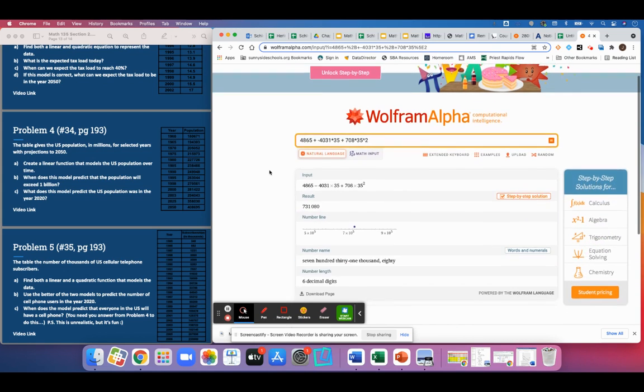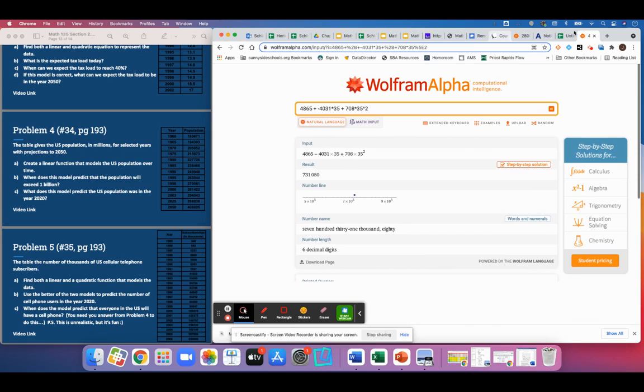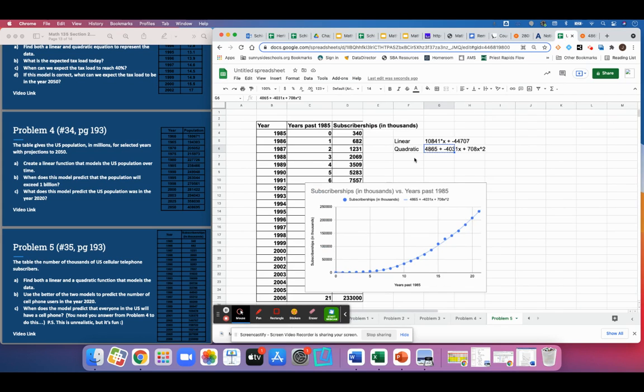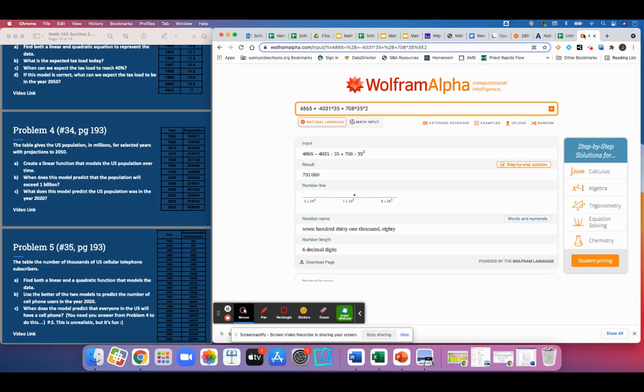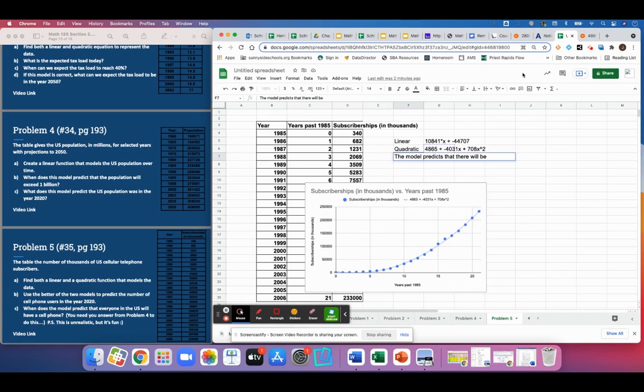And we get 731,080. So the model predicts that there will be, how many again? 731,080 cell phone users in the year 2020.